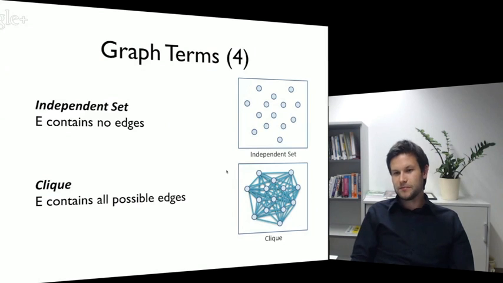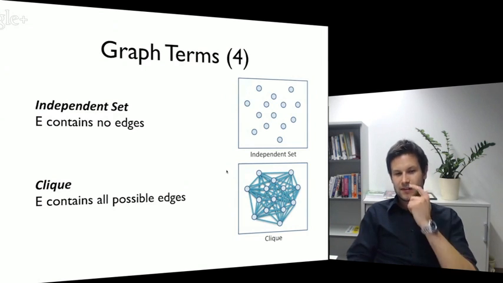Okay, then there is something like an independent set. So if we remove all edges and we just have the vertices, then it's called an independent set. And this is important if you have a graph which is only about some attribute of the nodes, then you could just get rid of all the edges and look at it as an independent set.